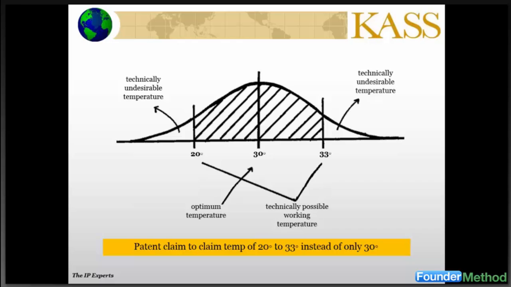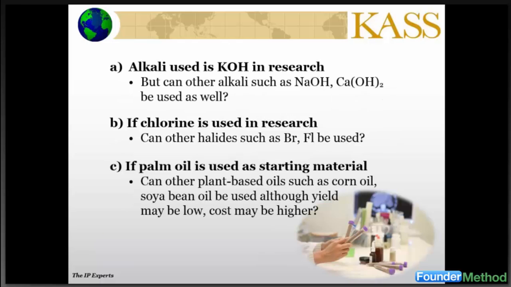So 20 to 33 are variable temperatures, although the optimum is 30. So in a patent claim, you will claim 30, but you also claim 20 to 33, so that you have a sort of broader coverage for your invention. This is the case of temperatures. Now let's use the case of ingredients used in research. For example, in a chemical research, you use potassium hydroxide as the alkali in research.